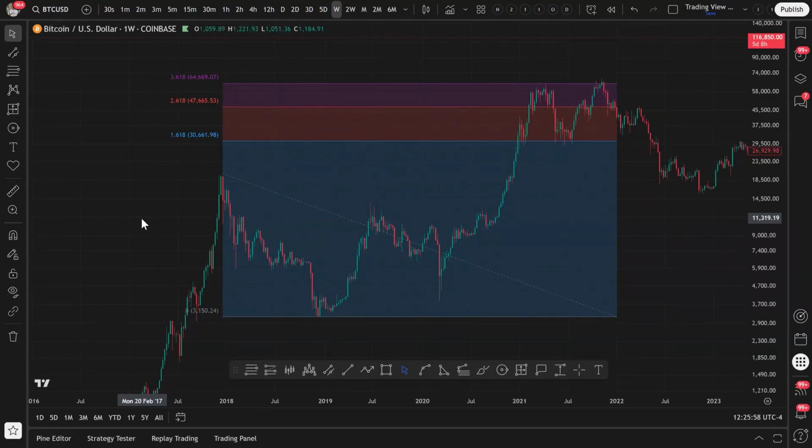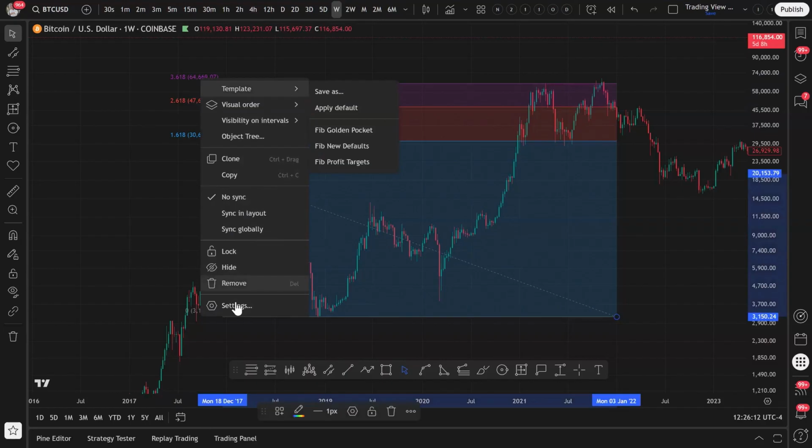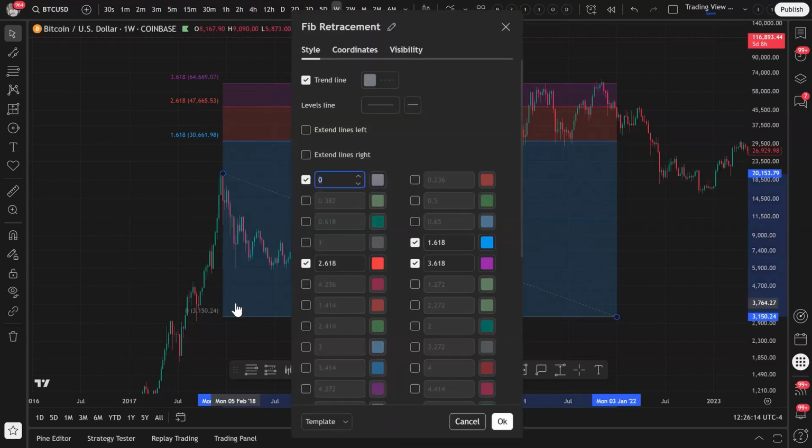The shell of the snail expands at these Fibonacci ratios as it grows larger. There's something to this. Some of it might be self-fulfilling, but 1.618, 2.6, these are Fibonacci numbers. I've simplified mine a bit from the default settings. There are some more in here like 0.236, 0.382.